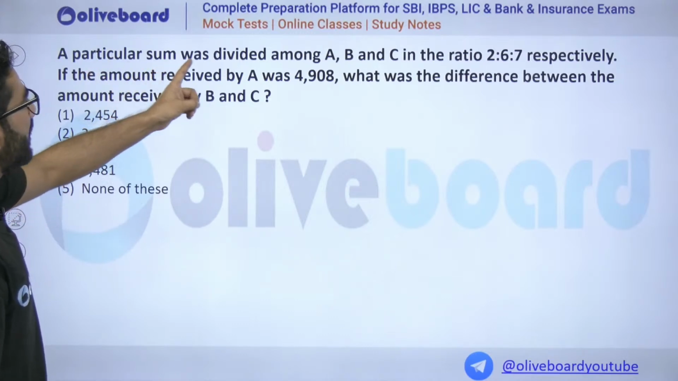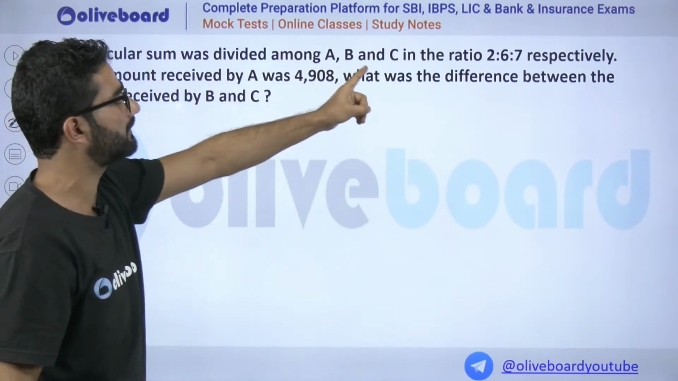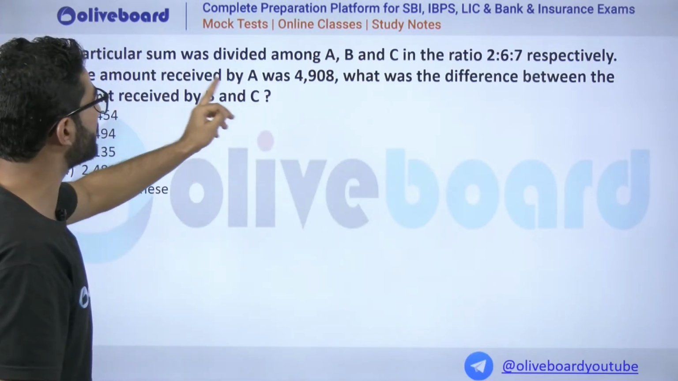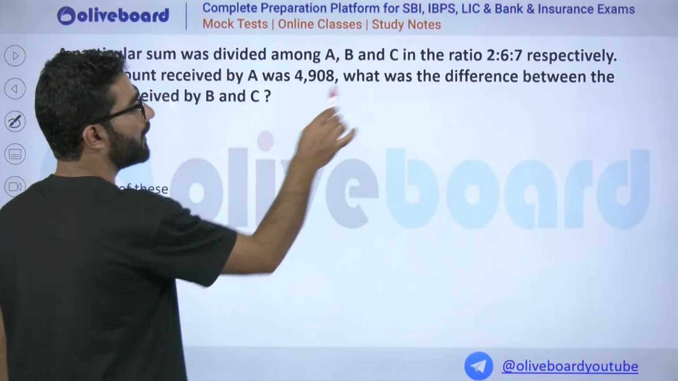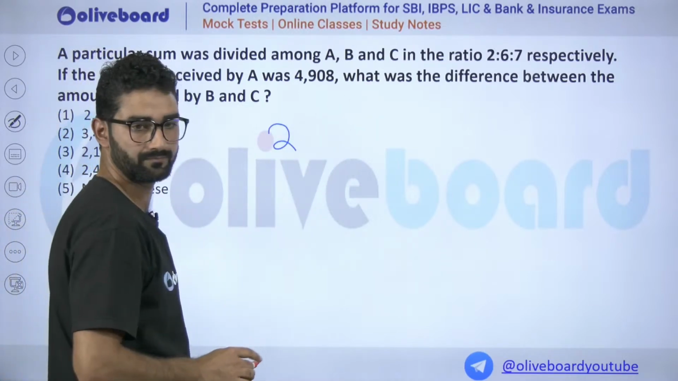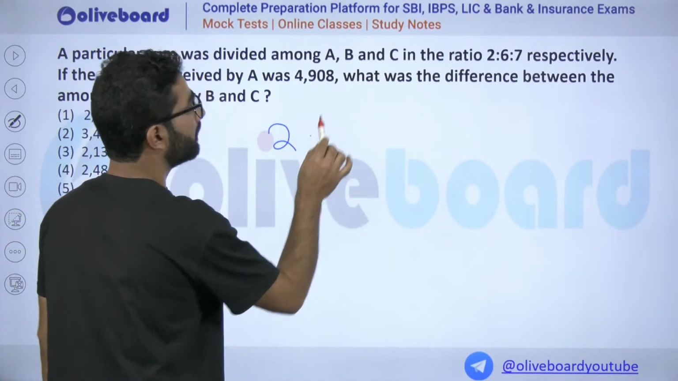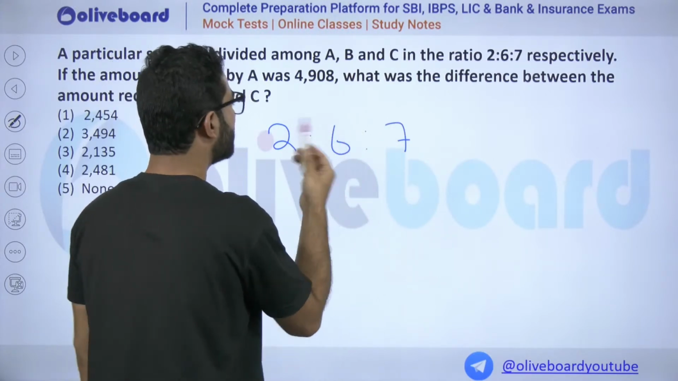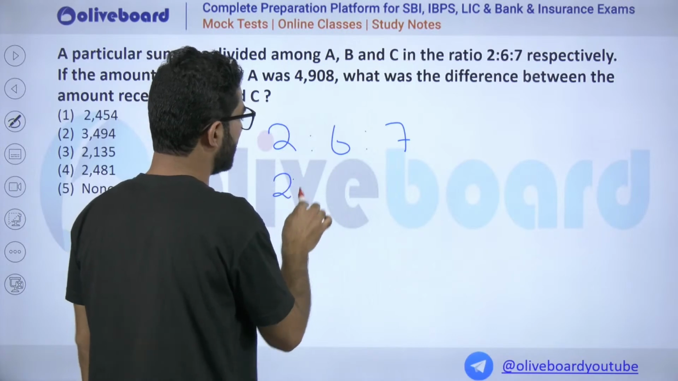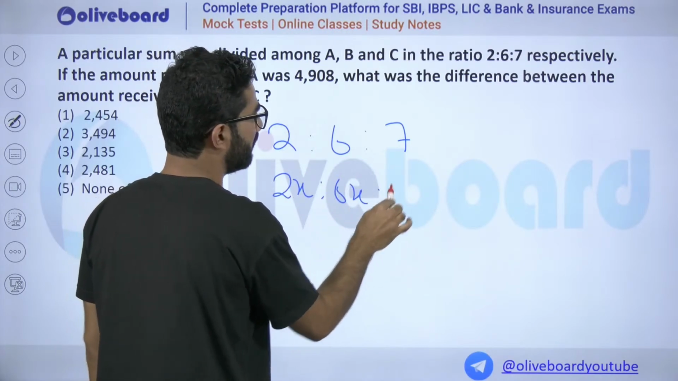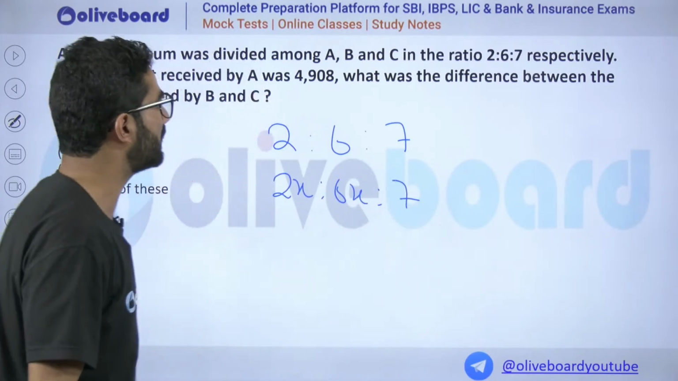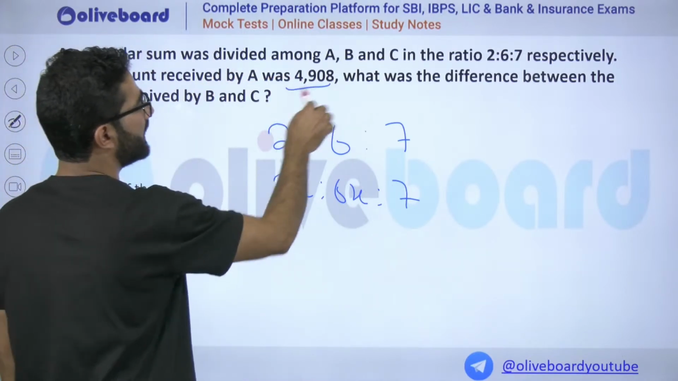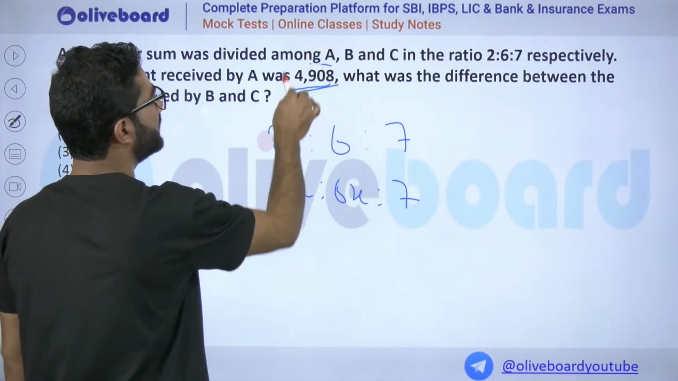A particular sum of amount is divided into A, B, C in the ratio. The ratio for A was 2, for B it was 6, and for C it was 7. If I talk about the amount, it will be 2x, 6x, and 7x. Now the amount received by A is given as 49 something.